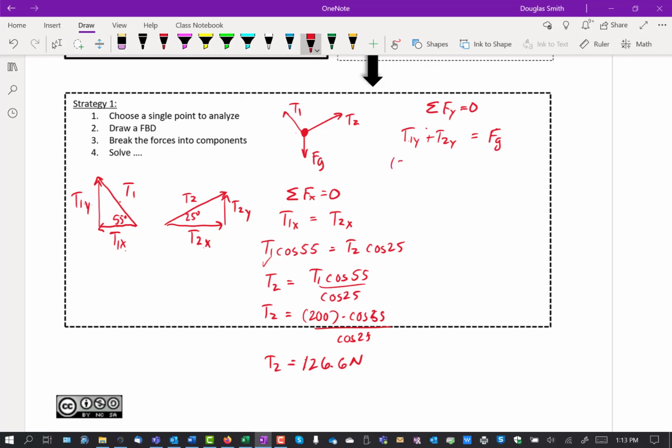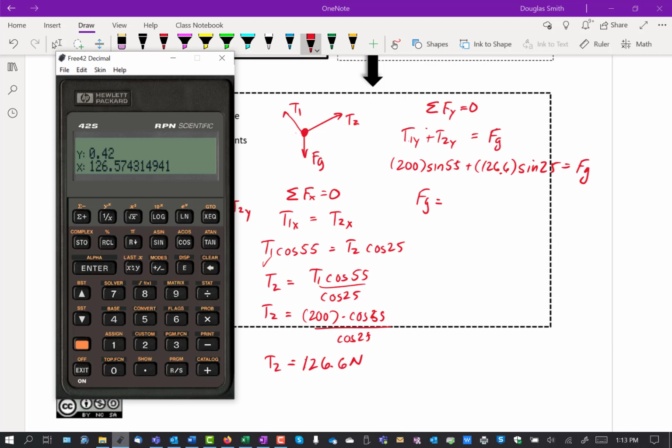So T1 is 200 sine 55 plus 126.6 sine 25 equals Fg. Sorry, it's kind of squished because I'm running out of room. That's it. I can plug those numbers into my calculator. I'm going to keep this one in my calculator, and I'm going to multiply it by sine 25.